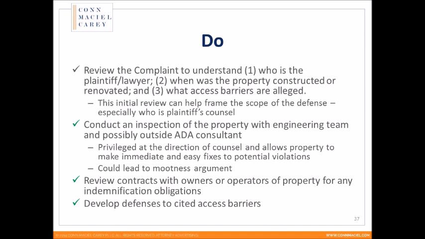And then you want, of course, early on to develop what your defenses are. As Kara also mentioned, you want to know when the property was constructed, since that will be a significant factor in determining what the obligations are and whether you have a readily achievable defense.